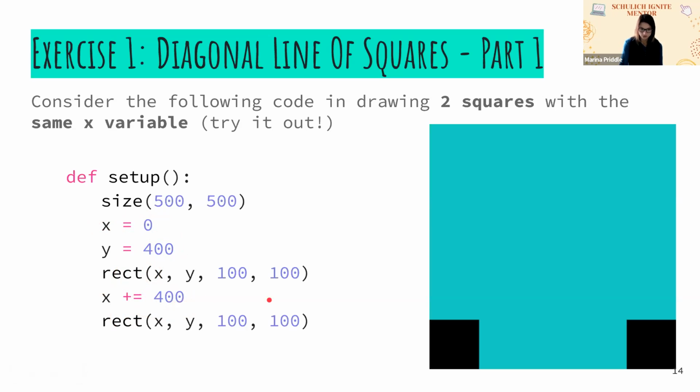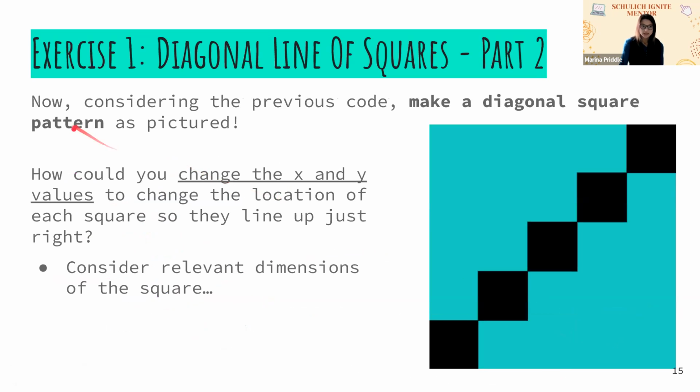So now it's 400. As you can see, our second rectangular shape is now located over here. Okay, so that's the logic of this code. And now the purpose of this exercise is for you to create the diagonal of all the squares.